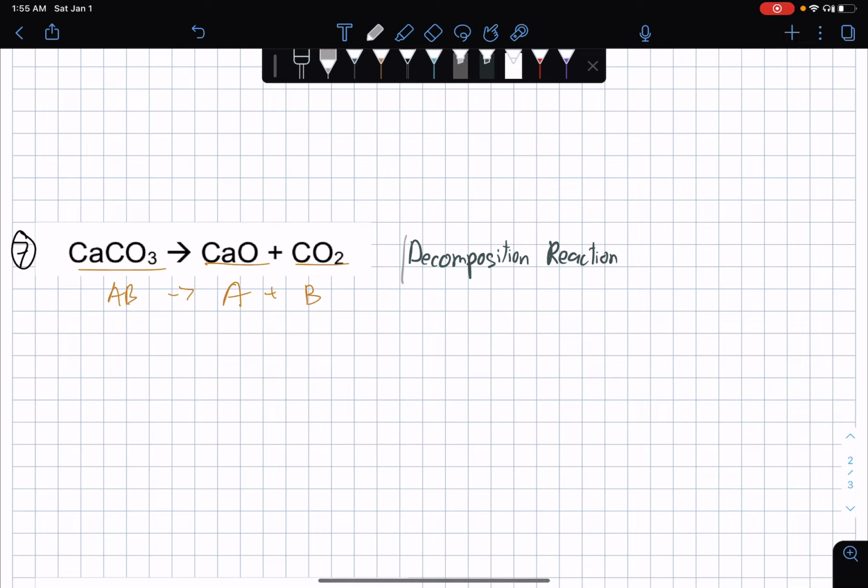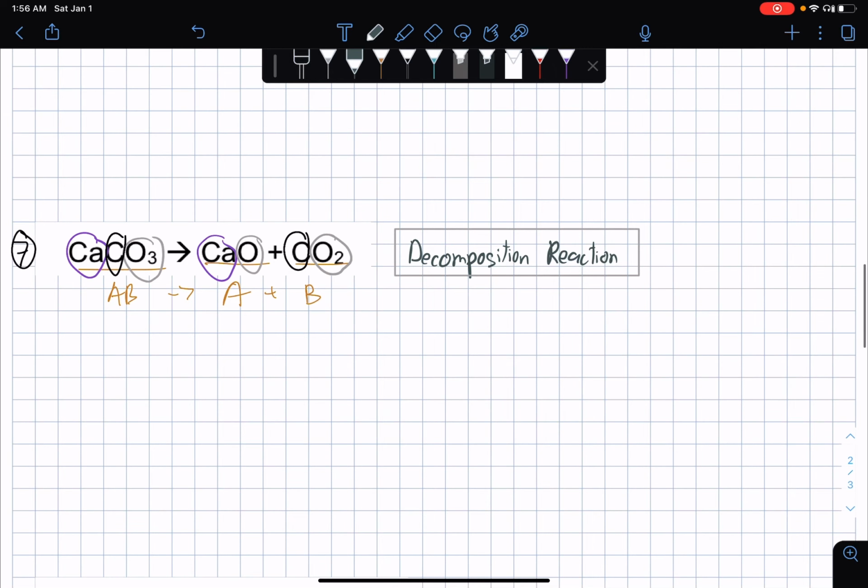Let's further investigate, to strengthen, to solidify our proof that this equation is a decomposition reaction. Let's use violet. Calcium, then O sub 3 plus another O. I'm sorry. O sub 3 is the product of O and O sub 2. And we get carbon from carbon. So yeah, that's it. Decomposition.